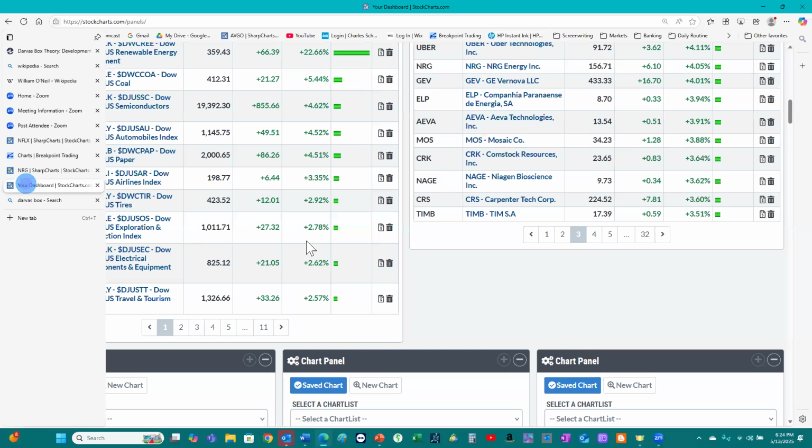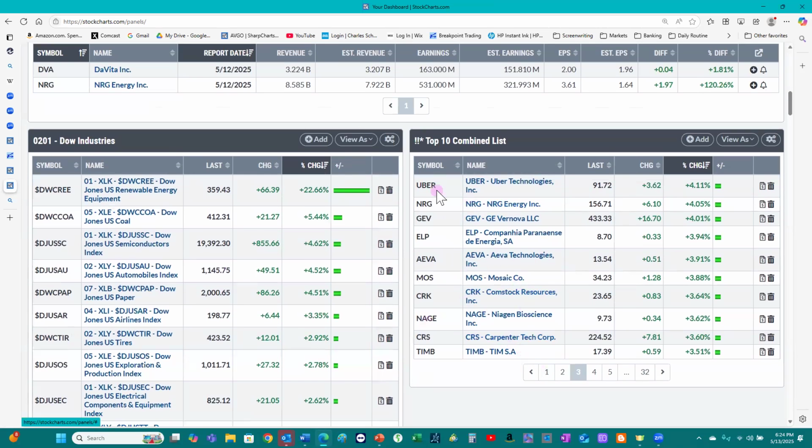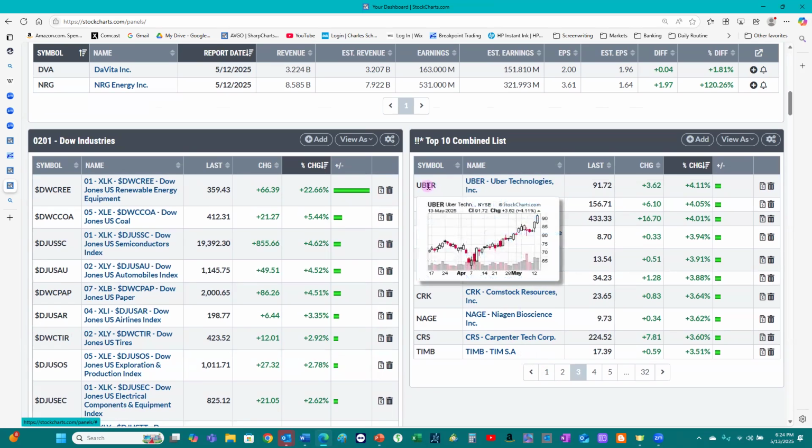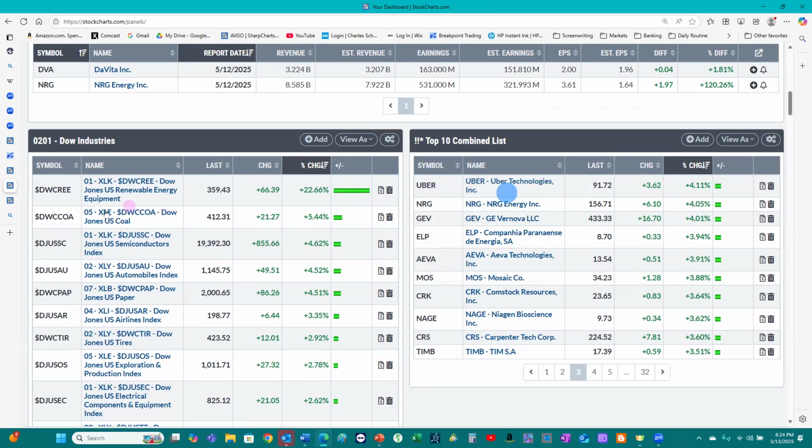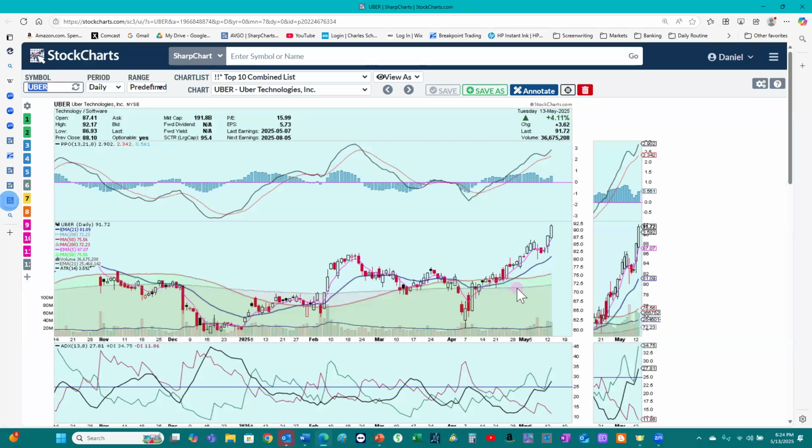If we go back to the dashboard again, this is on the 3rd level. You see Uber right here. It's also on the 3rd level. It's moving higher. If I open up Uber, you'll see that for my daily scan, which I'm starting to do again, it would have hit the daily scan right back here. Actually, it would have hit it twice. It would have hit it here, and then again 2 days later, right here. So that's roughly at about $72, and now it's at almost $92. So $20, which is about a 25% move up in about a month.